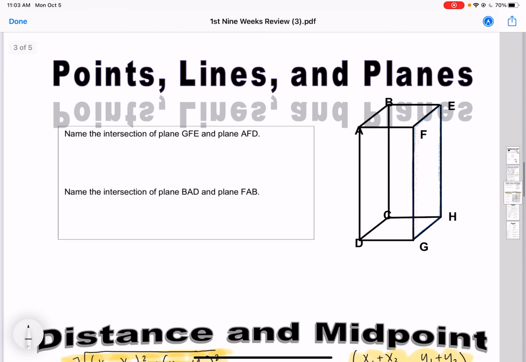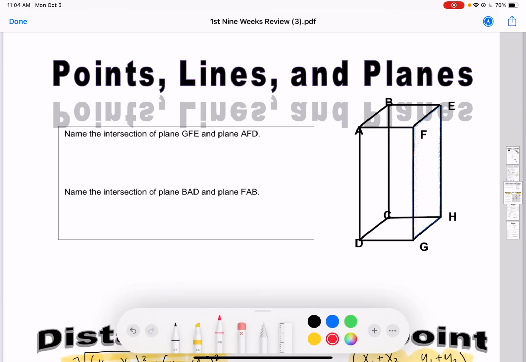All right, remember the intersection of two planes is always a line. So if I have plane GFE, so this plane right here, and then my next plane is AFD, so this one. So pretty much I'm looking for a line that touches both the blue and the red side, which in this case is FG. So in which line do they both intersect? And it's this line right here. Okay, so I want you to try to find the other one. Remember, it's always a line for a plane.